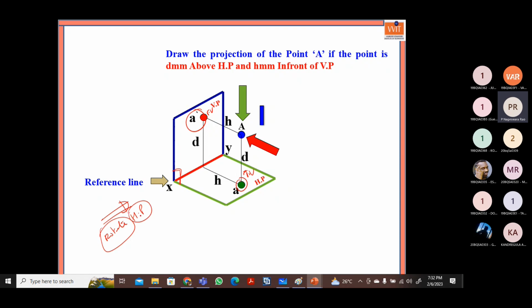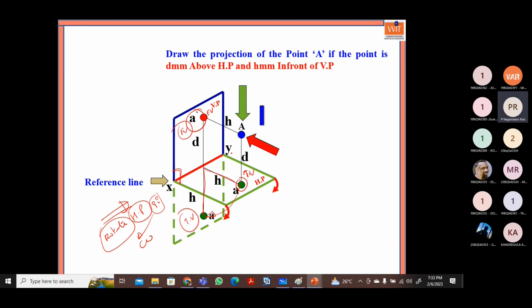I am applying a standard rule irrespective of the quadrant: rotate the horizontal plane by 90 degrees in the clockwise direction. So clockwise means this direction. We rotate the entire horizontal plane by 90 degrees clockwise. When you rotate it, the top image goes along with this plane like this. So this is the top image and this is the front view image.